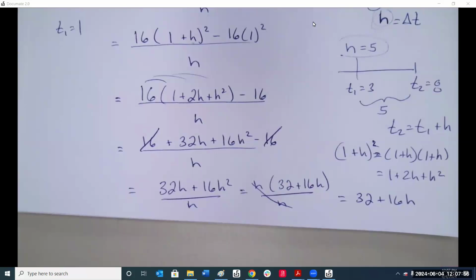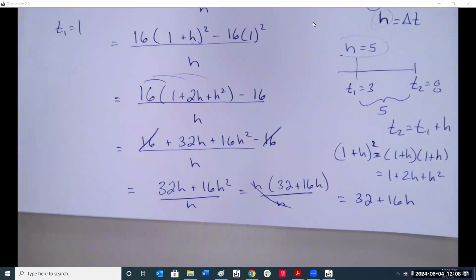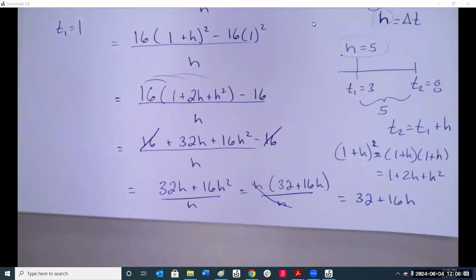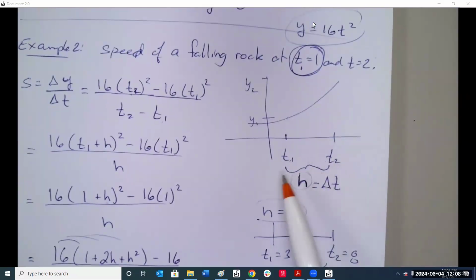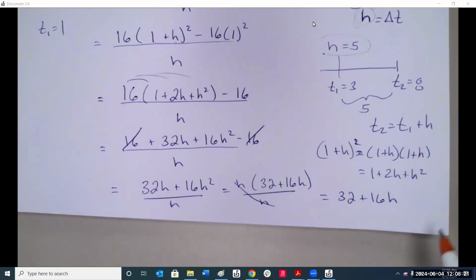Is that our speed? Well, do we know what H is? No, I mean, H could be, if we set it equal to 0, then we get our speed there. And remember, what does H represent? H represents the distance between the two times. So it all depends on what you define H as. That'll determine what the next one.